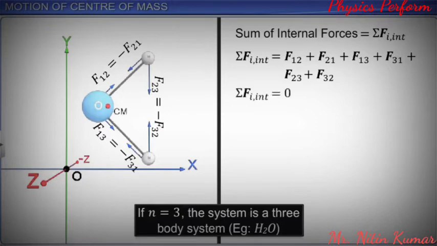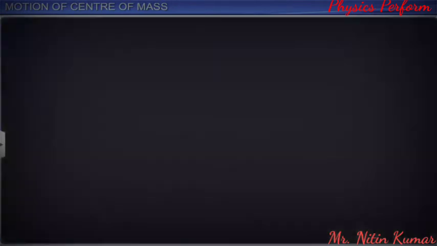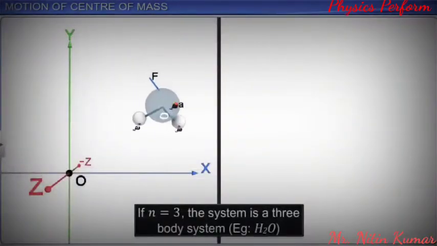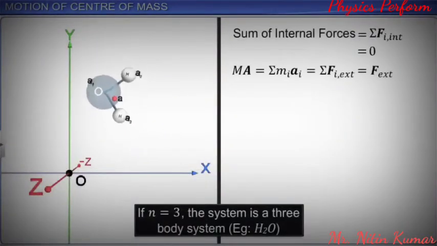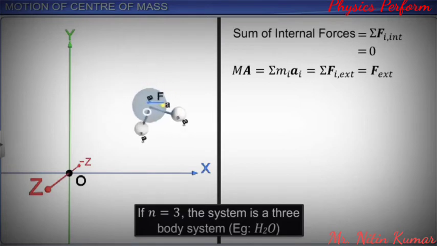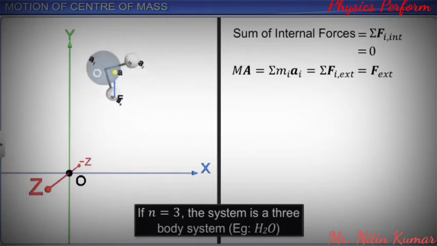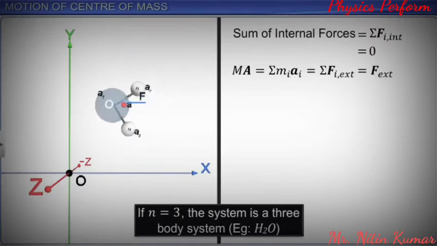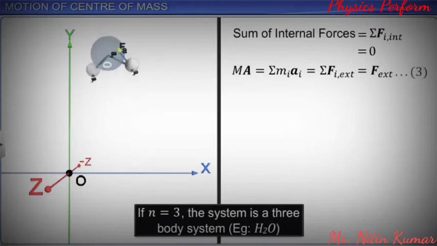Hence, ma is equal to sigma mi ai, which is equal to sigma Fi external, and is also equal to F external. Let this be equation 3. So, the acceleration of the center of mass a is equal to F external by M.